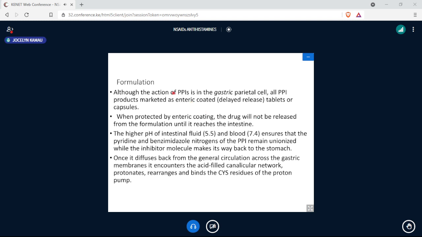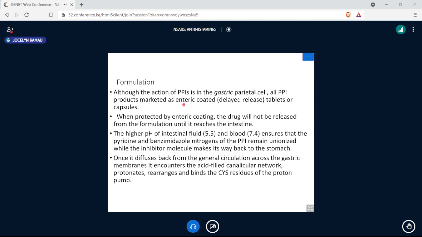And finally, you find that the PPIs are usually formulated as enteric-coated, that is, delayed release tablets or capsules. So almost all, although the action of the PPIs is in the gastric parietal cells, all PPI products are marketed as enteric-coated delayed release tablets or capsules.